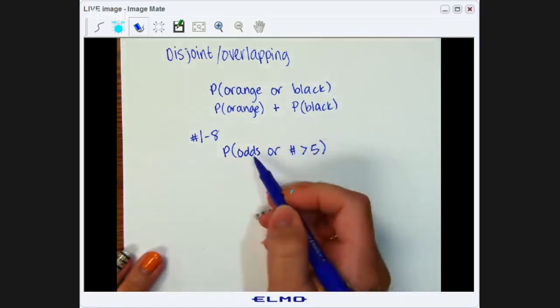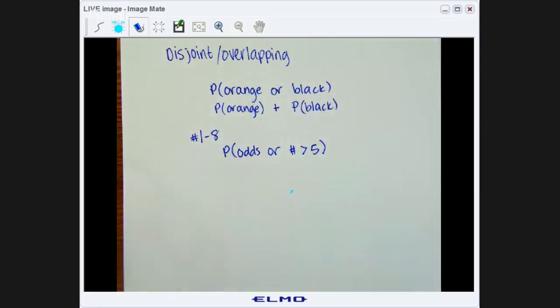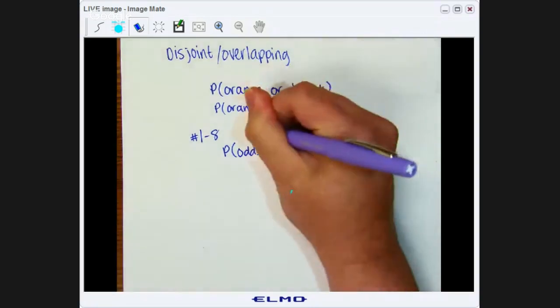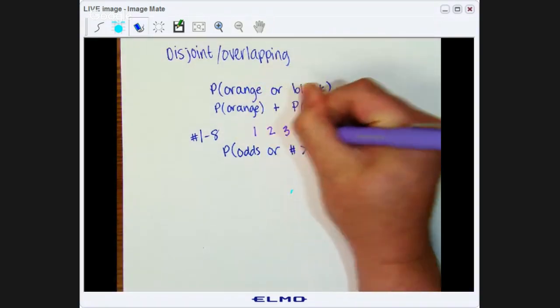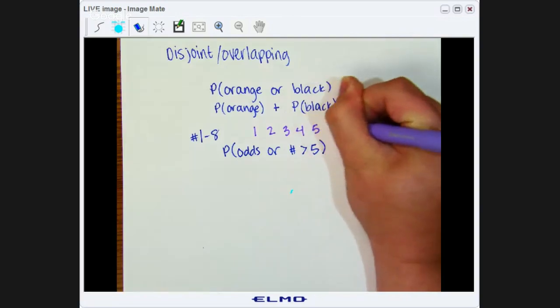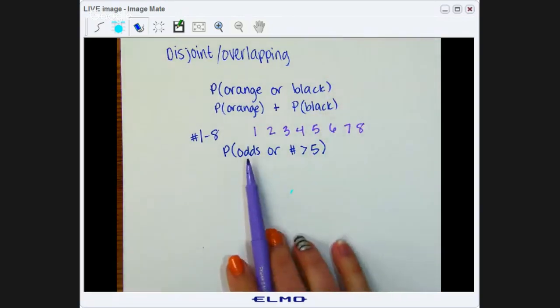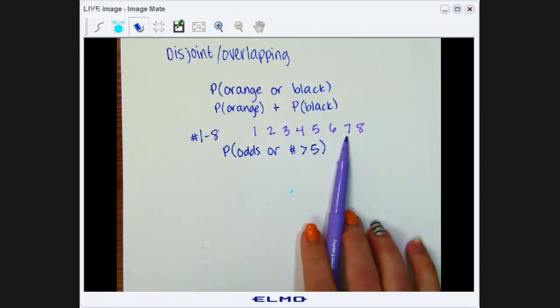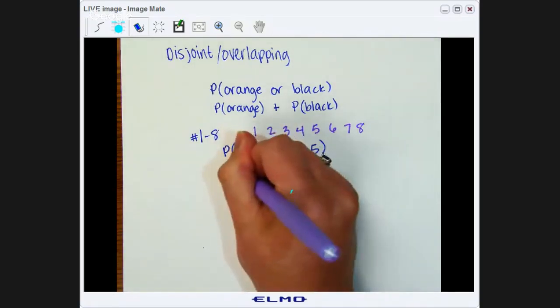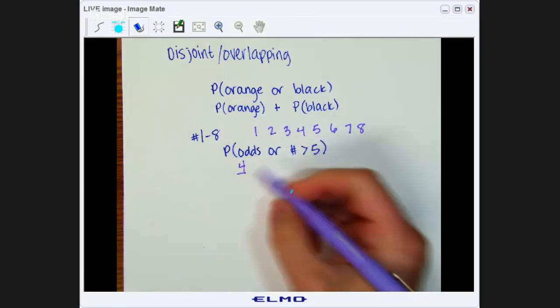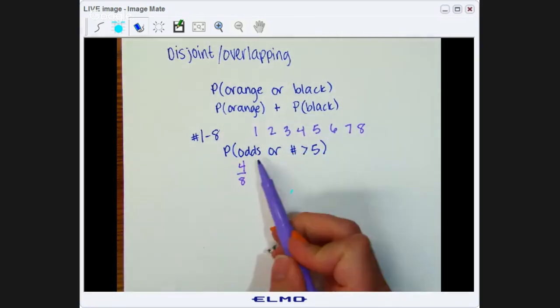So my odds on a spinner 1 through 8, again, I like to list out my possible outcomes. So that would be like 1, 2, 3, 4, 5, 6, 7, and 8. Your odds would be 1, 3, 5, 7. So you have 4 favorable outcomes out of 8 possible. So that's the probability of getting odds.